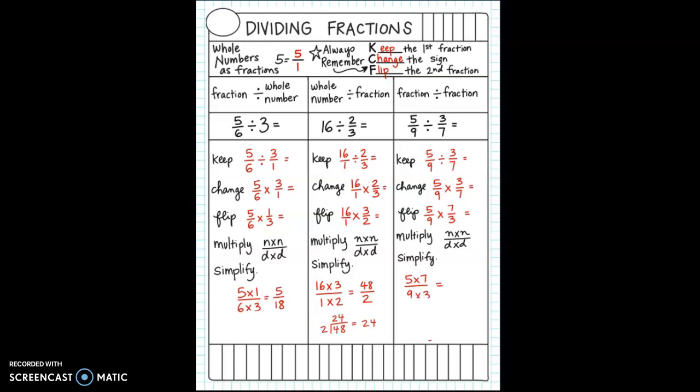Then 35 over 27. Once again, we need to switch this back to a mixed number. So you're going to see how many times 27 goes into 35. 27 goes into 35 one time with 8 left over. So that would be 1 whole and 8 out of 27.